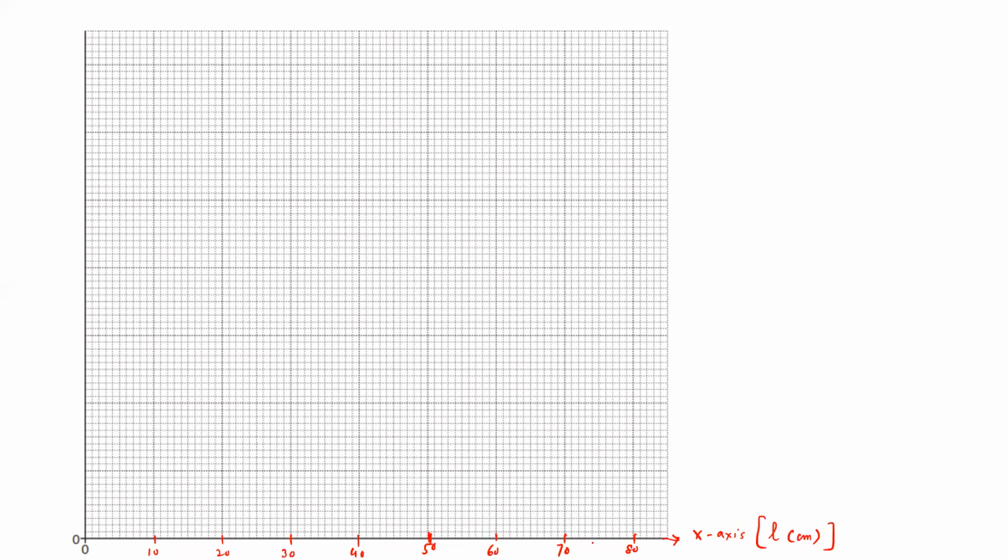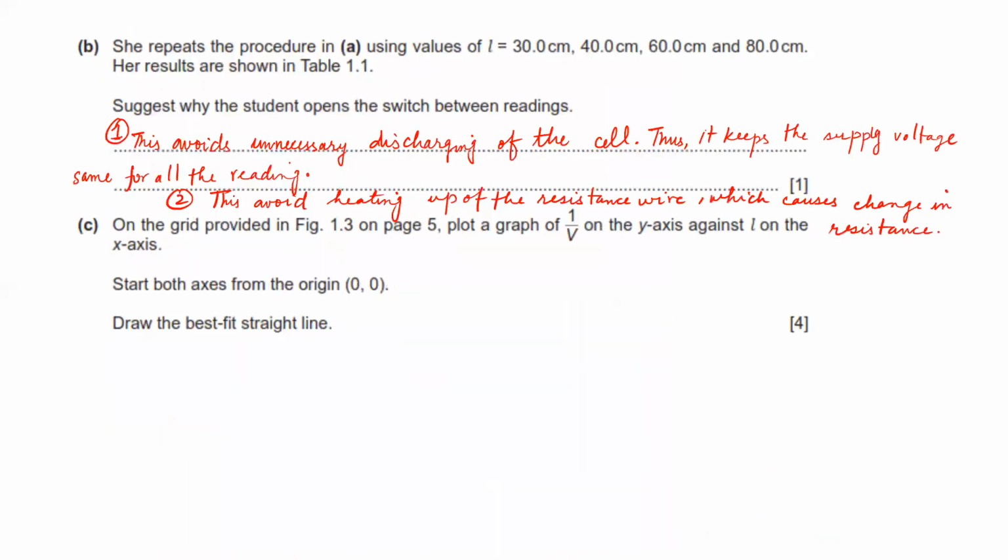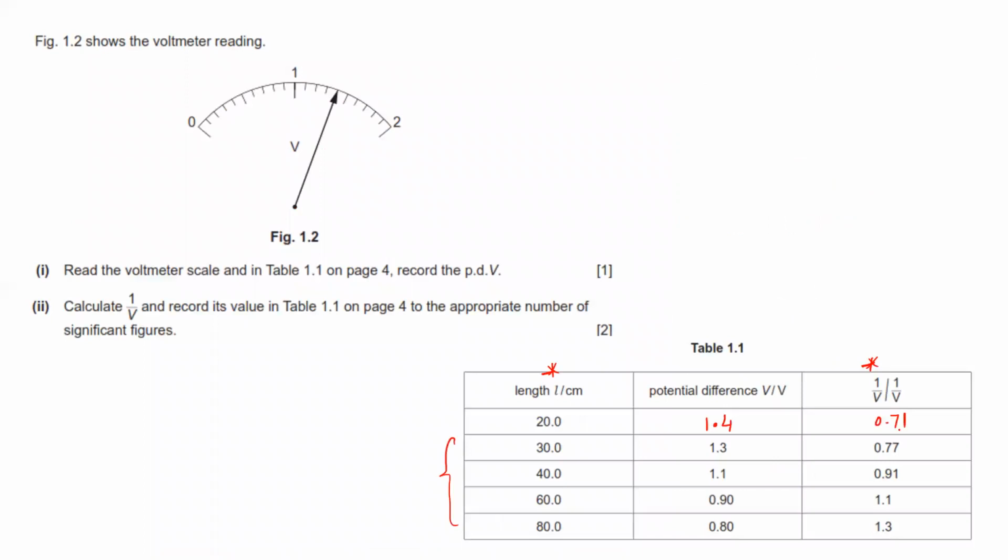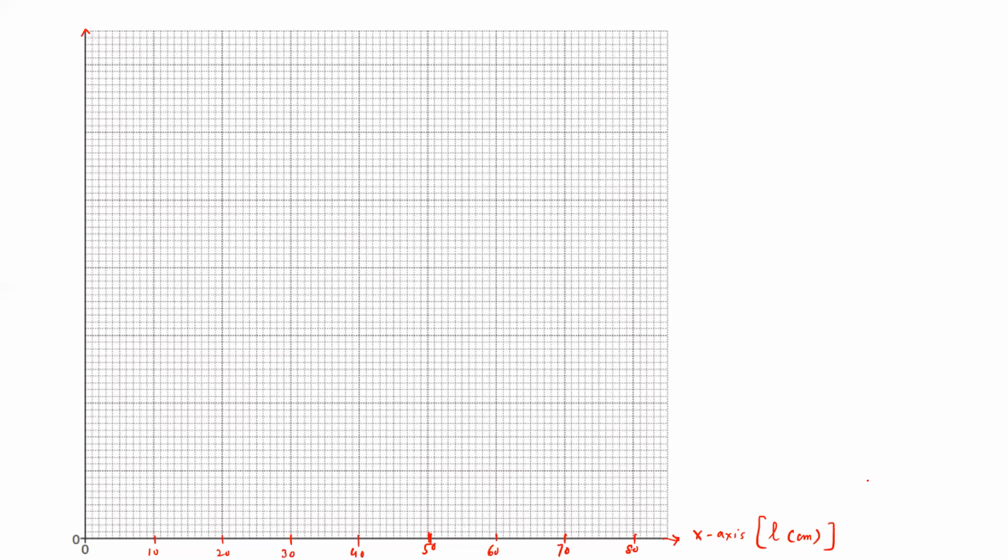On the x-axis we have length in centimeters. Remember this. Then we have the y-axis, and when we see our 1 by V values, let me go back, something between 0.71 to 1.3, the values are varying. So we have a total of 7 good solid blocks, and technically 8 lines. So what we can do is give a margin of 0.2, 0.4, 0.6, 0.8, 1, 1.2, 1.4. So we'll be good like this.